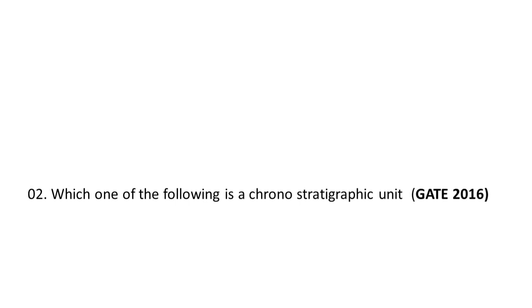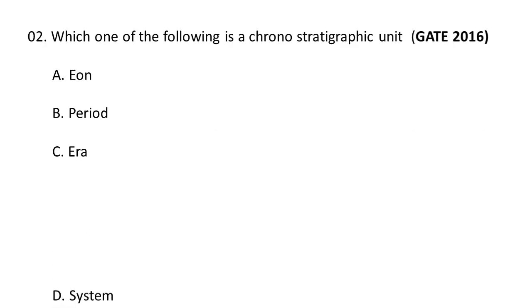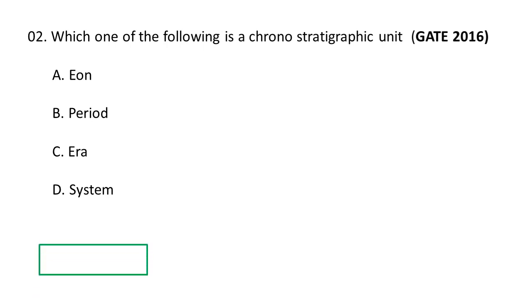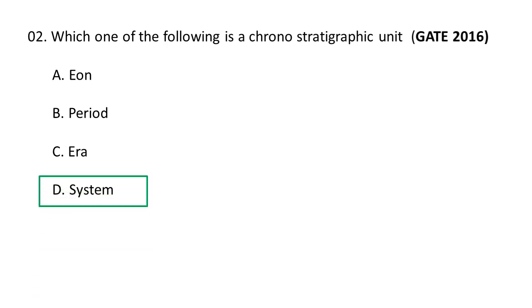Next question. Which one of the following is a chronostratigraphic unit? A. Eon, B. Period, C. Era, D. System. The correct option is D. System. A geologic system is a chronostratigraphic unit. It corresponds to a geologic period. A system is a sequence of rock layers or strata that were laid down together during the same geological period. Systems are subdivisions of erathems and are further divided into stages and series. So, system is a chronostratigraphic unit. D is the correct option.